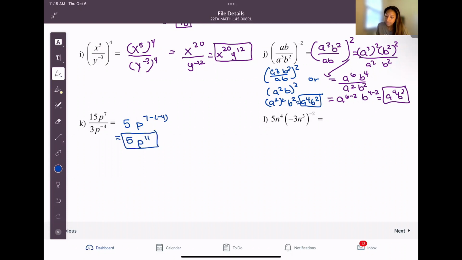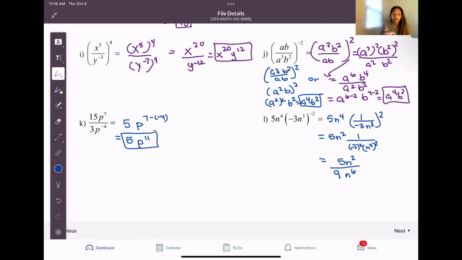And then for part L, we have 5n to the 4th times 1 over negative 3n cubed, all squared. That's the first step. Second step, let's apply the square to every term in the base there. So this would be 1 over negative 3 squared n cubed squared. And if I just combine these into one fraction, that's 5n squared over 9n to the 6th.